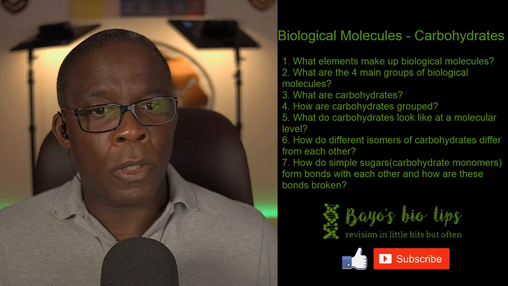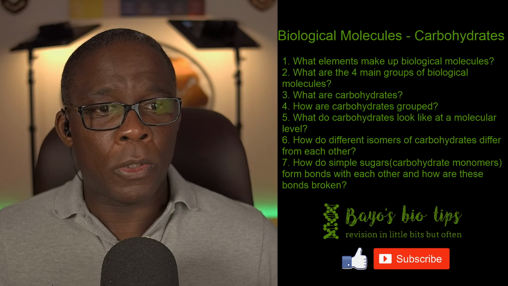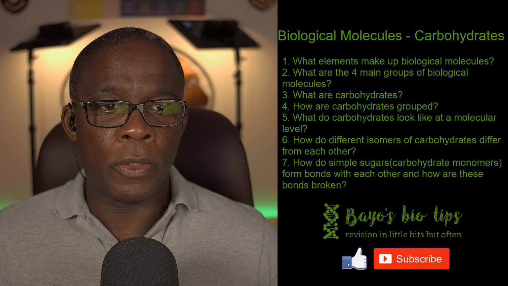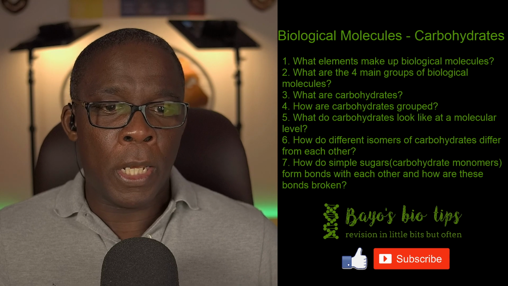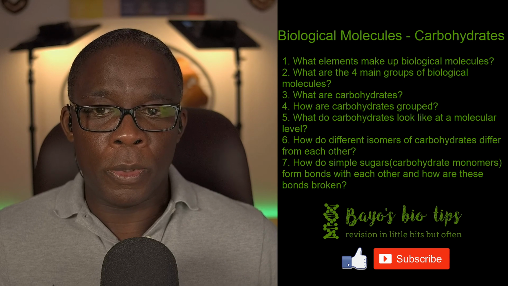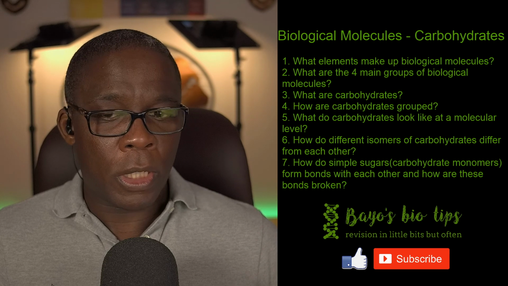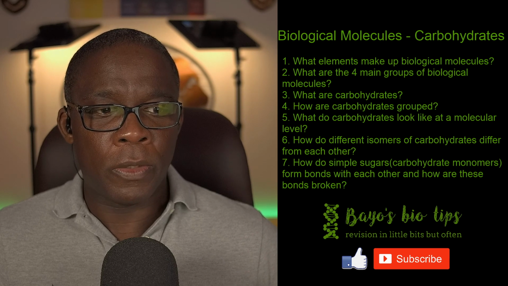We're going to talk about how carbohydrates are grouped. We're going to discuss what carbohydrates look like at a molecular level. We're going to talk about the different isomers of carbohydrates and what isomers are. And then we'll conclude by looking at simple sugars and how they form bonds with each other. That will be the first half of the worksheet up to page 5, and then I will cover the rest of the worksheet in a second video.